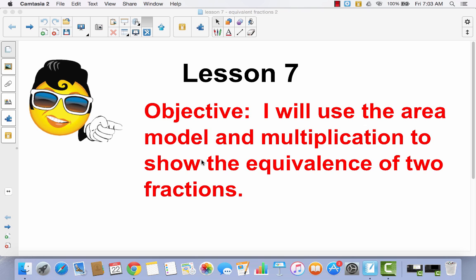So it's great to have a model, but after a while it gets kind of tiring to always have to draw that model to find equivalence. So today we're going to look at what we've learned about the model and how we can use that to use multiplication to find equivalent fractions.